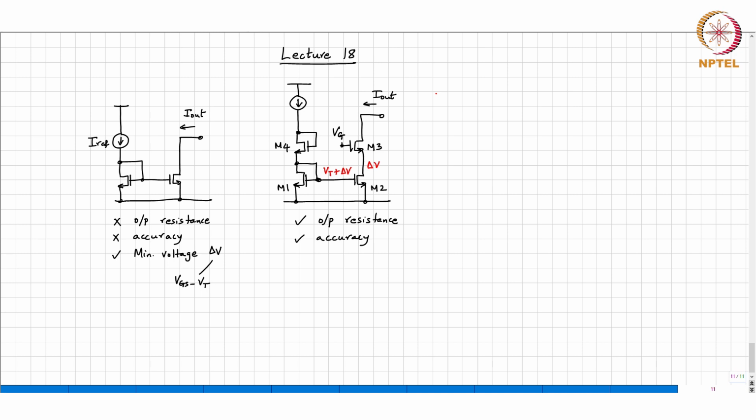I'm asking you the same question and I still see blank faces. What is the minimum potential needed at the gate of M3 to keep M2 in saturation? It is VT plus 2 delta V. Okay, so if I put VT plus 2 delta V here, what comment can you make about the output resistance? Assuming M3 is in saturation.